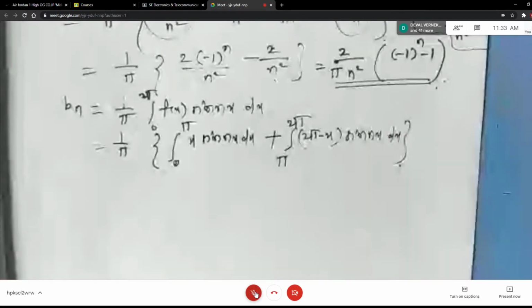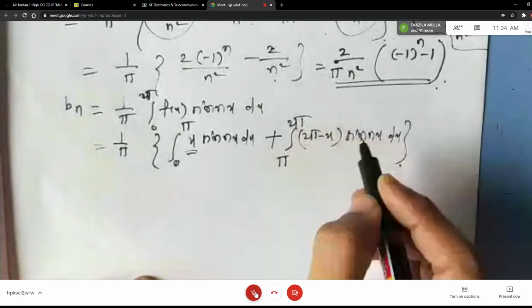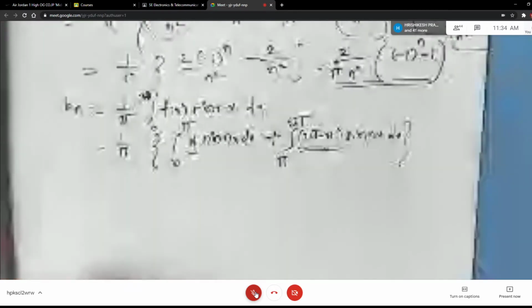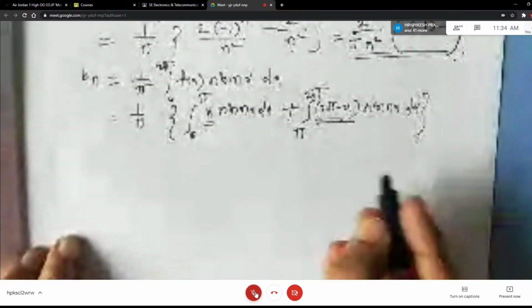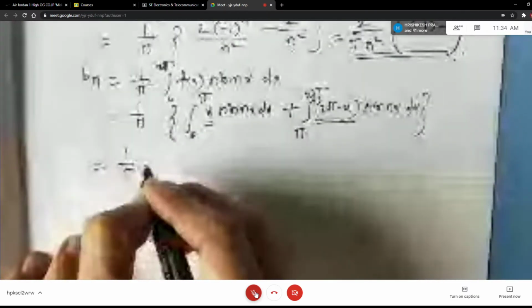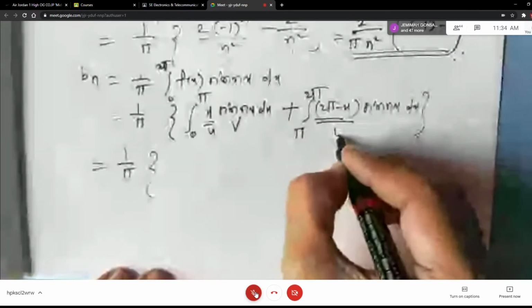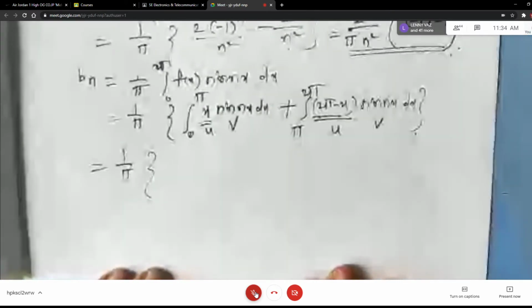So now splitting as usual we have done. The limits are from 0 to pi and pi to 2 pi, and f of x is x here and f of x is 2 pi minus x here. Sine nx dx is as it is. Now let us start with the Bernoulli's rule. Here u is x and v is sine nx. Here u is this bracket and v is sine nx, right?